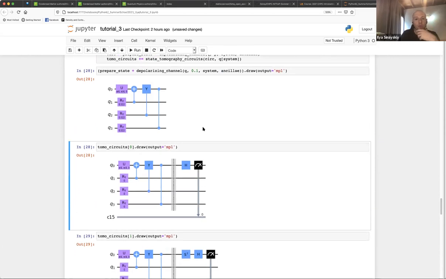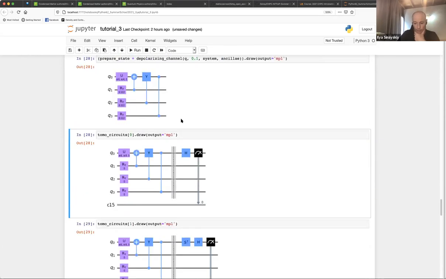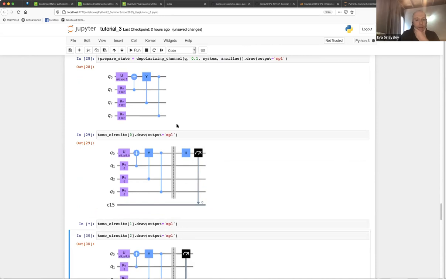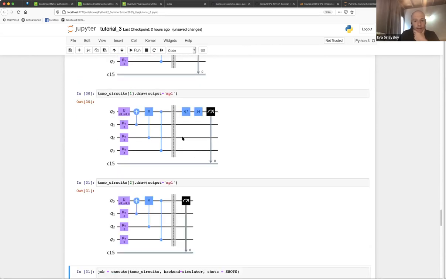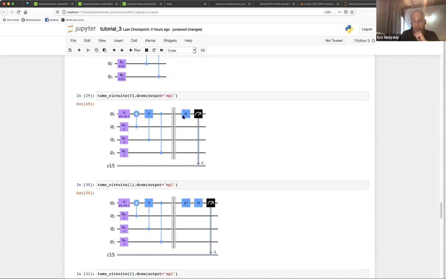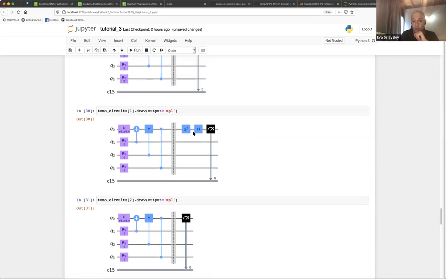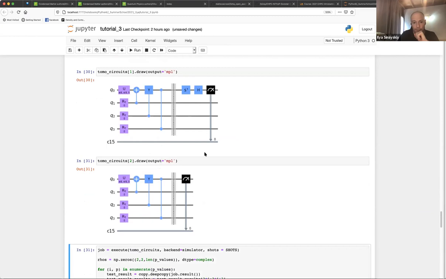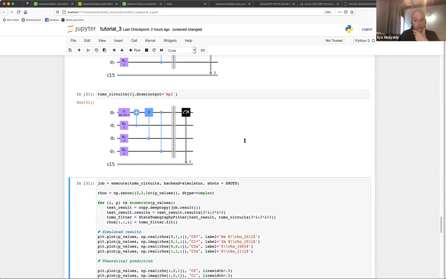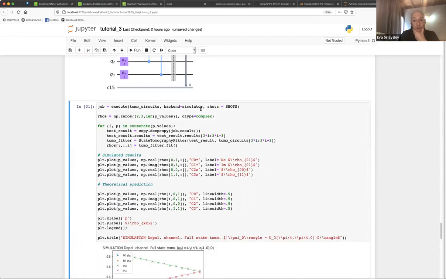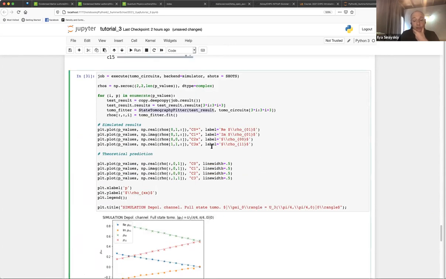Okay, so now we also form the array of the tomography circuits, and we can again take a look at them. As I've shown you, this is the X measurement, the same circuit for the Y measurement, and the Z measurement. And we can do the simulation. After the simulation, we can also do the state tomography. We can plot the real and imaginary parts of the off-diagonal element, excited state, ground state, and we can compare it to our prediction, which we have done using a brute force implementation of the channel.